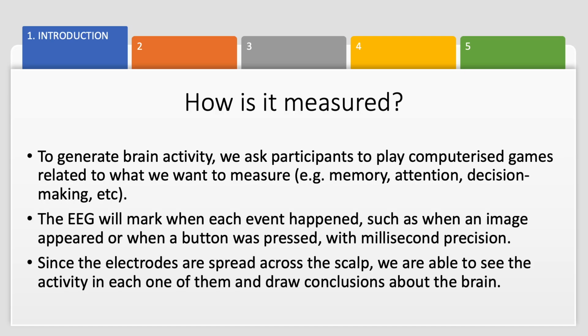So how do we measure it? These populations of neurons fire in response to an event. These events, we measure them through computer game tasks. It could be any task measuring what we're interested in, like Tetris for memory, which I believe Margarita is going to talk to us about. So you're sitting in front of a computer playing a task, and each time something happens in the task, it could be an image appearing, or when you press a button to respond, the EEG will mark it, and you see it on the next slide. We'll see a line exactly when something happened, to millisecond precision.